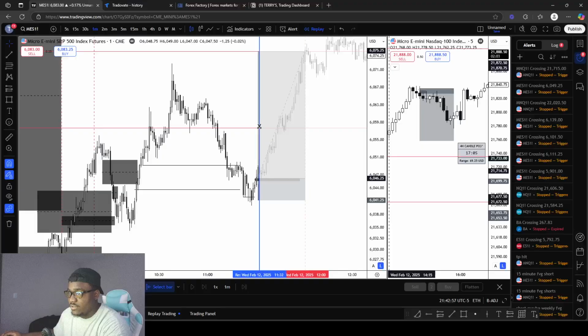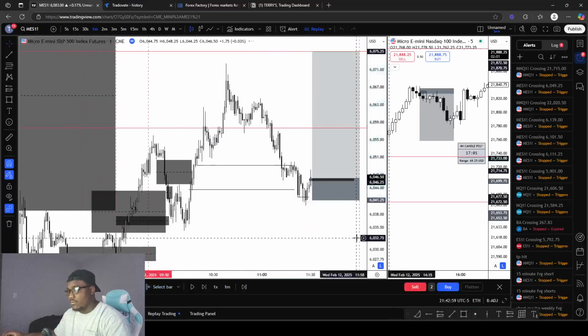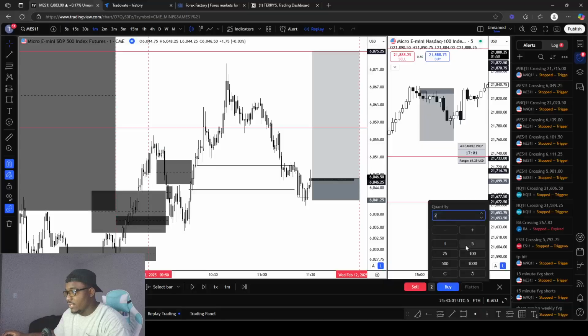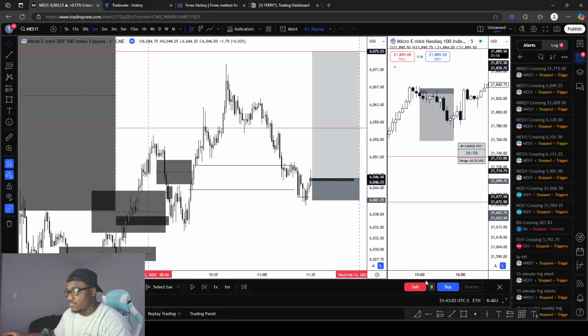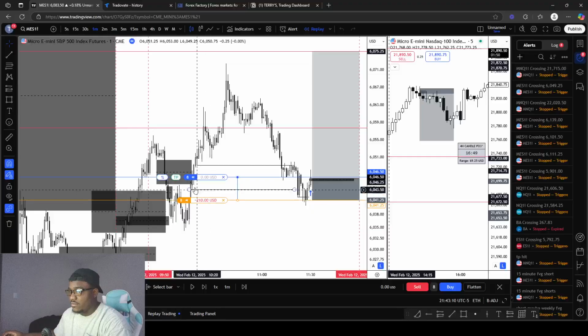8 to 9 micros would have been a good amount for ES. I think it's like eight micros. Not that bad. Stop loss below this low, right there. TP right here.